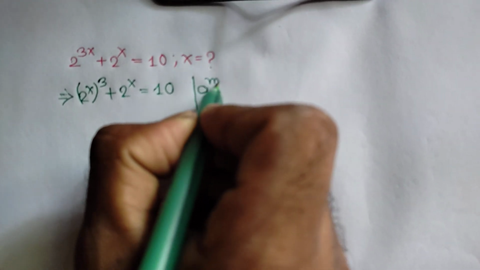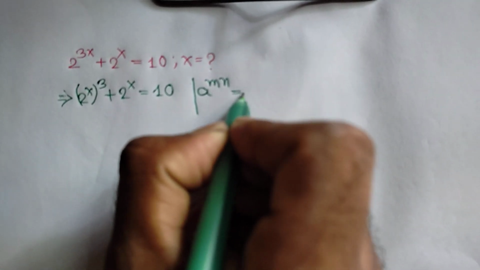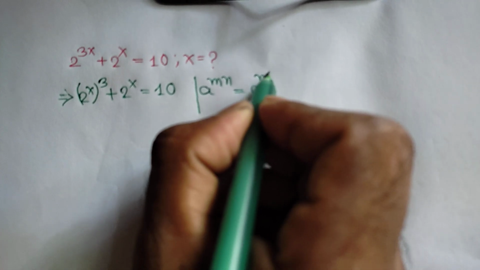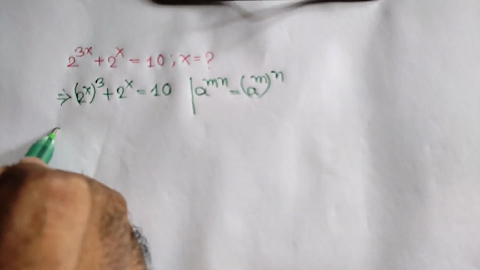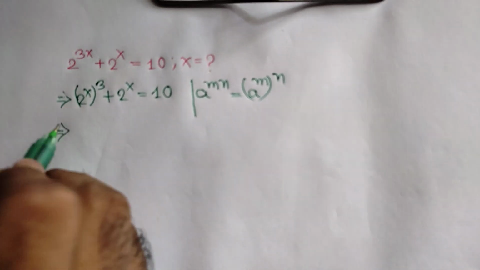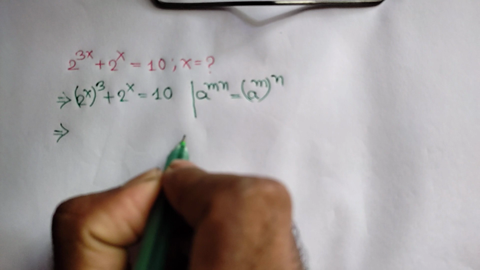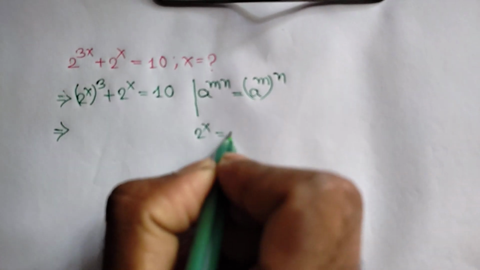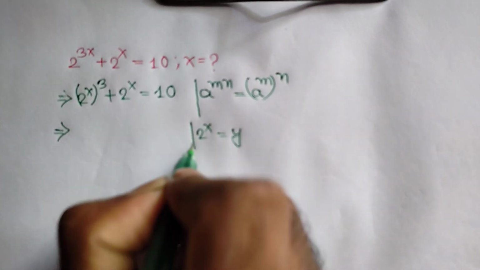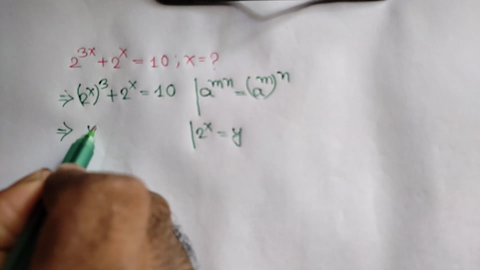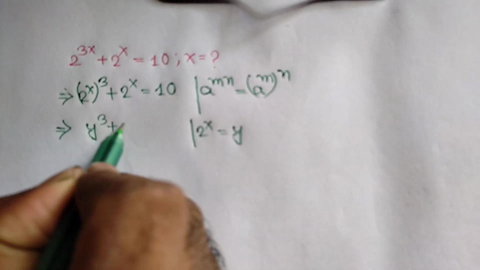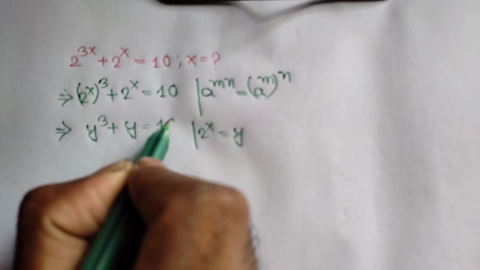According to this formula, a to the power nm is equal to (a to the power m) whole to the power n. Let the substituted value of 2 to the power x be equal to y. So our equation is y cube plus y is equal to 10.